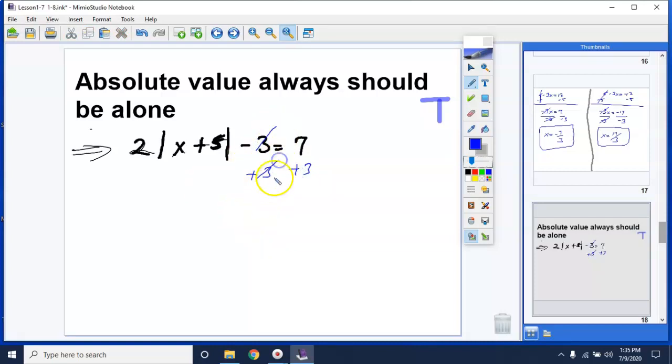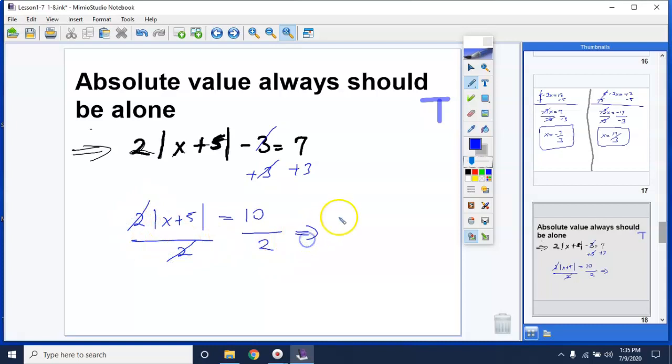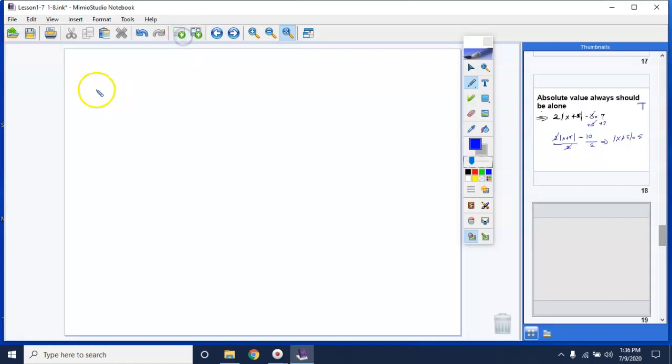So this will cancel. 2 times the absolute value of x plus 5 equals 10. Lastly, I should divide by 2, right? This 2 will cancel. So what do we got here? The absolute value of x plus 5 equals 5. Which means x plus 5 could be 5. At the same time, x plus 5 could be negative 5.